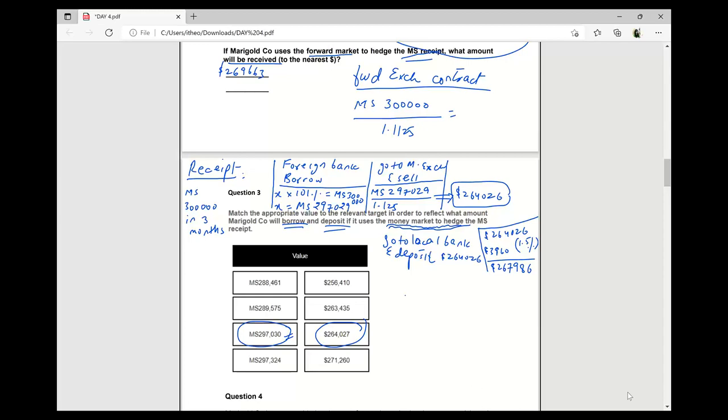So Maham, 101.75% means you are using 1.75%. 1.75% is nowhere in the question. Where is 1.75% coming from?